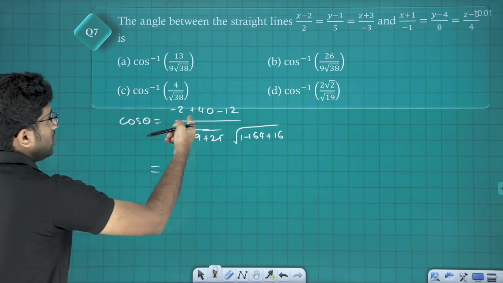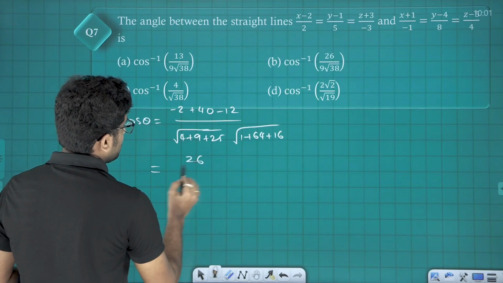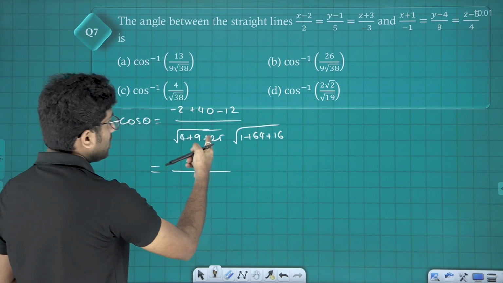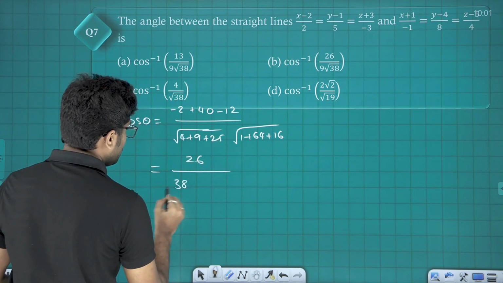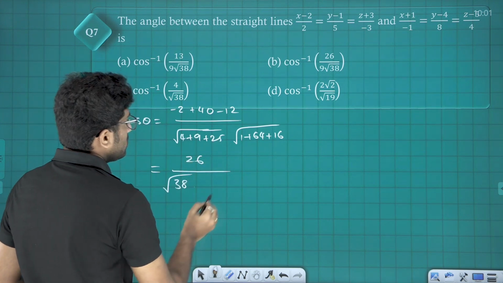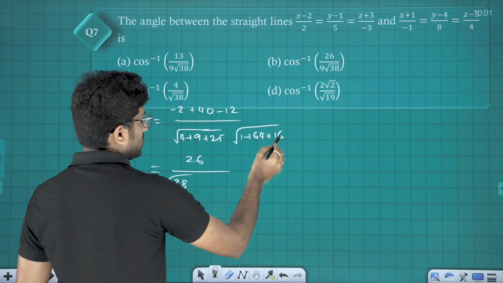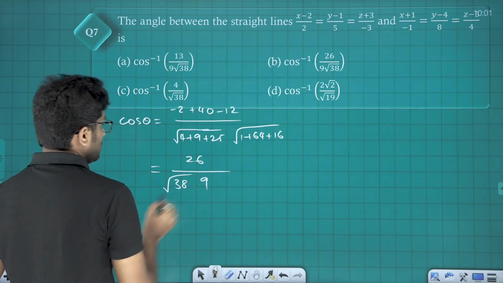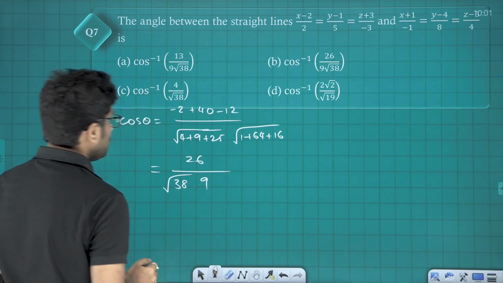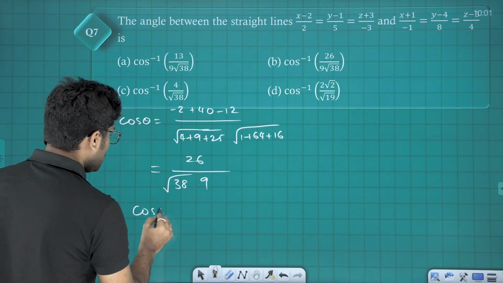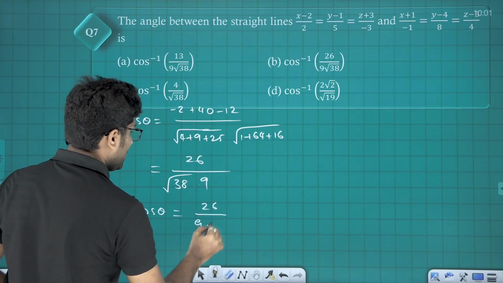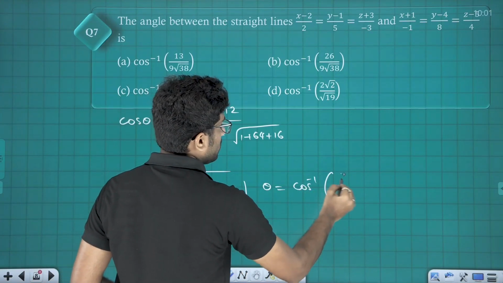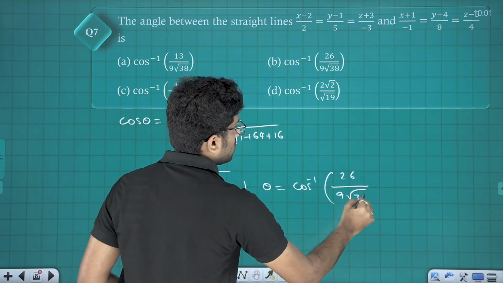So that becomes 40 minus 14, which is 26, divided by 4 plus 9 plus 25, that is 38, root 38, into 1 plus 64 plus 16, that is 81. Root 81 is 9, friends. So directly we got the answer. So cos theta is equal to 26 by 9 times root 38. From here, theta is equal to cos inverse of 26 by 9 times root 38.